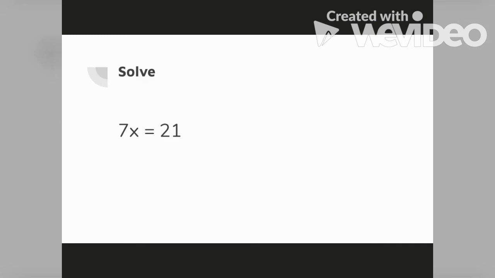Okay, so let's check this next one. Again, what we want to do is say what operation is going on. Here's multiplication. Well, let's do the inverse. So we're going to divide by 7. What we do to one side, we do to the other. X equals 3. Let's check our work. 7 times 3, does that equal 21? And it does.